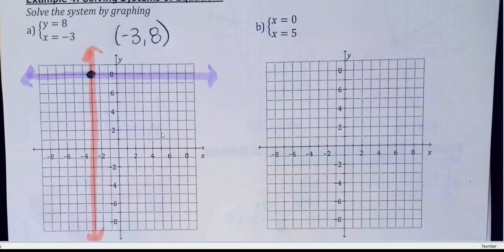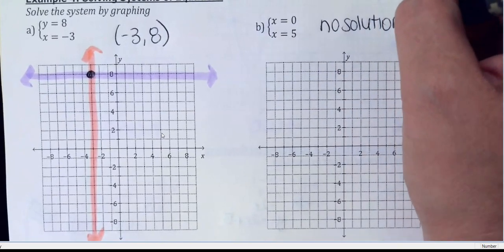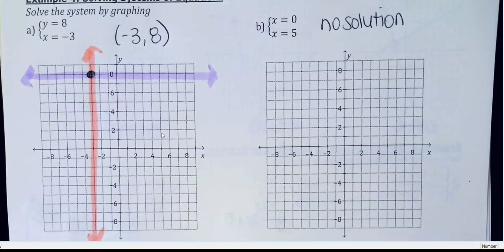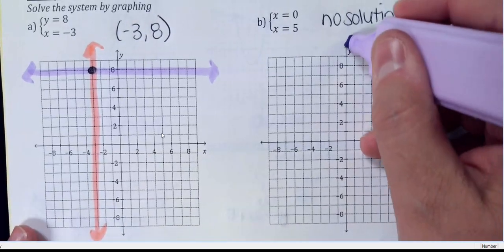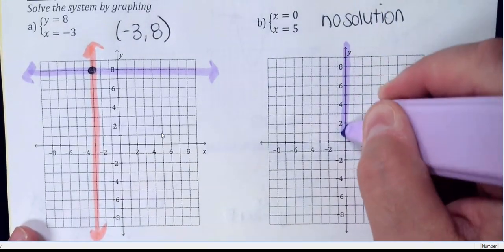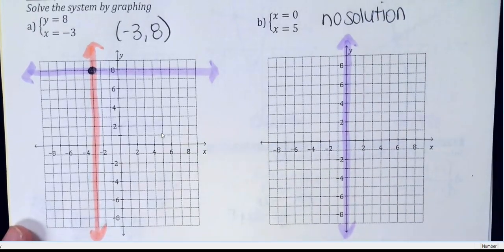All right, the system next to this says x equals 0, x equals 5. Can you tell me the solution without graphing it for that next picture? No solution. Why do you say no solution? They're both vertical lines. These are going to be parallel. Now, I know this is also another thing that trips people up. x equals 0 is actually the equation of the y-axis. I'm just putting my marker right over the y-axis.